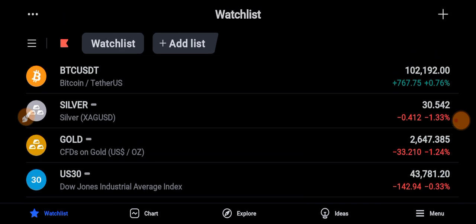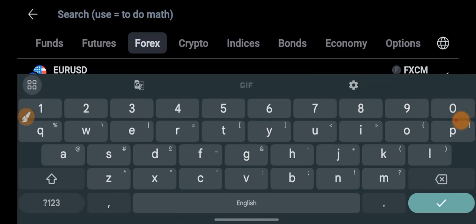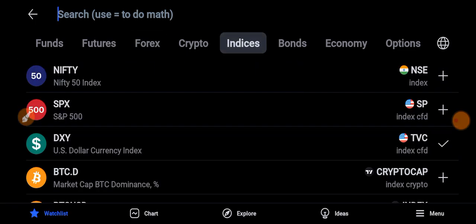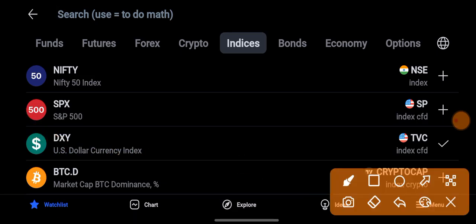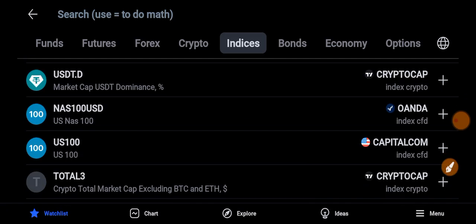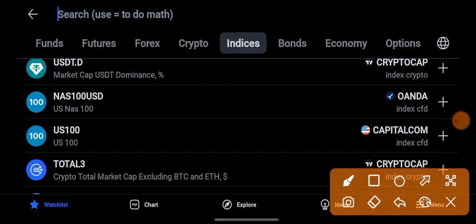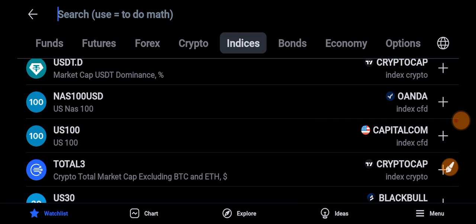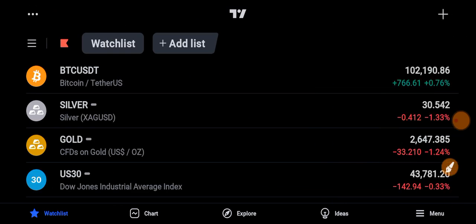When you go to the add here, we have the indices, as you can see. So we have the S&P 500, we have the DXY, that's the dollar currency index, and then we have so many of them actually. We have US 100, those are the indices. And now it is tradable. There are people that trade the indices.